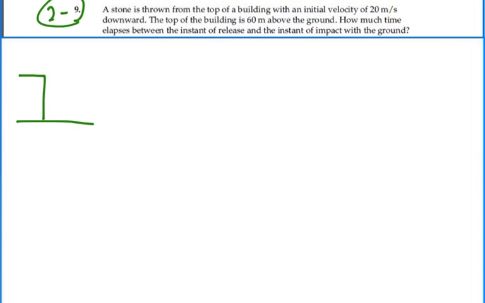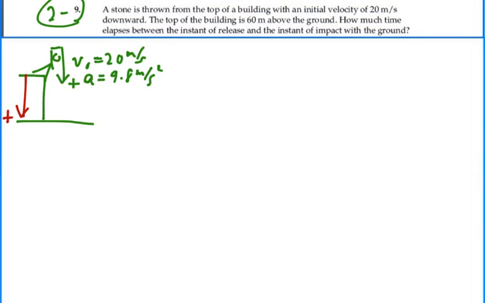So, we draw it. We are going to throw a stone downward with initial velocity of 20 meters per second. And since that's our initial velocity direction, we'll define down as positive. That gives us acceleration of a positive 9.8 meters per second squared. And we want to find the time it takes to go to the ground. We know that our displacement is also positive downward, and that is 60 meters to the ground. And we want to find time.